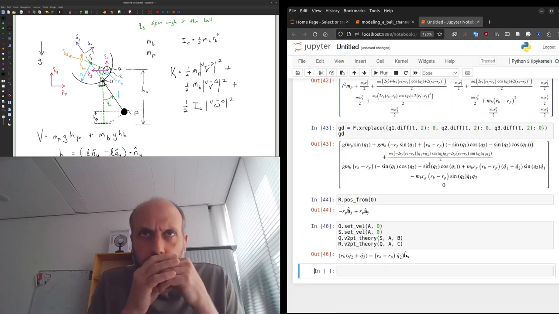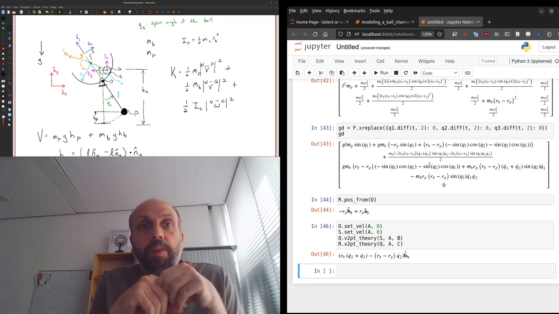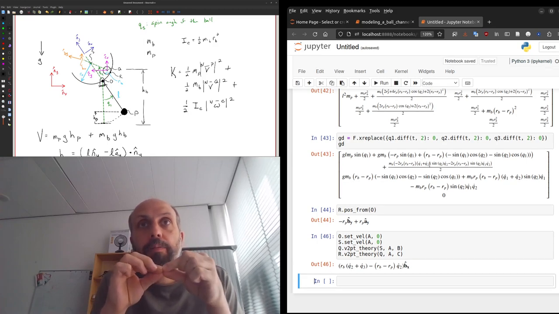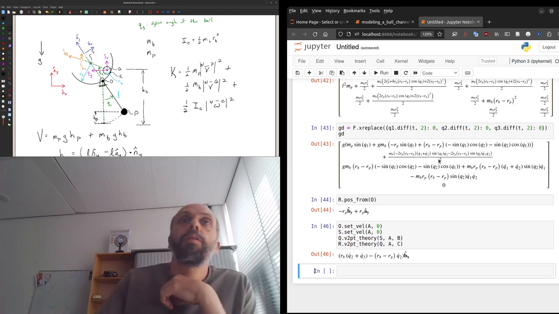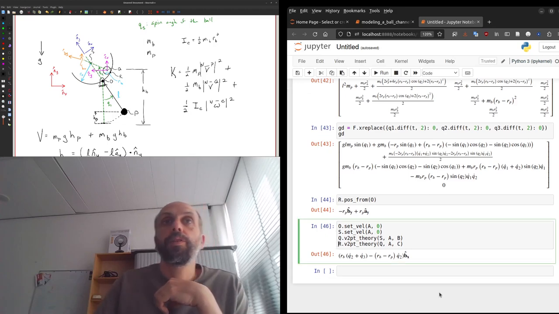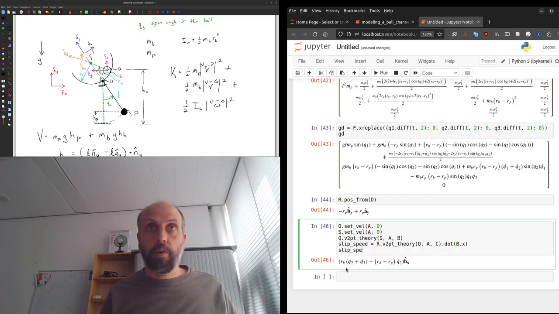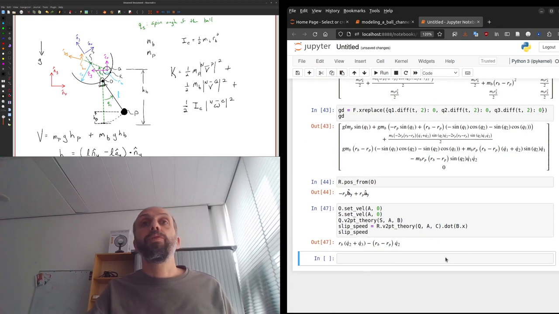All right. So now we have the velocity of point R, the contact point, in the reference frame A, and that should be zero. So we can make our velocity constraint here. I'm going to call it the slip speed. Since we'll do that, I'm going to dot it. It's always in the BX direction. And so we'll just do dot BX. And this is our motion constraint equal to zero. We need this expression to be equal to zero.